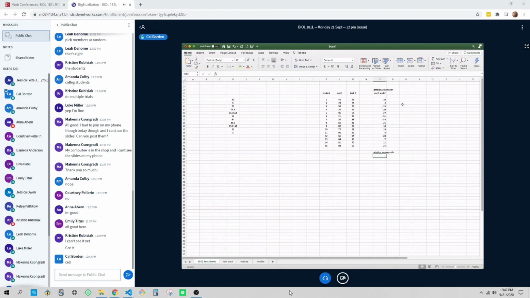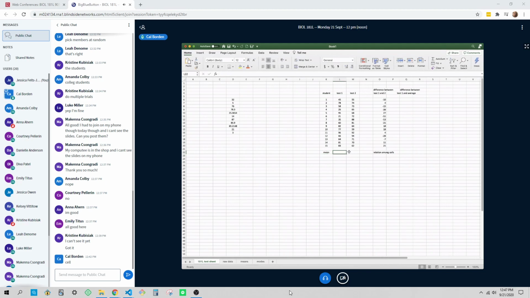I'm going to show you one more trick. I'm going to copy and paste this. I'm going to paste it there. Difference between test 1 and 2. All right, so now we're going to get into some good stuff. I want to know the average of the test, or the mean of the test. So I'll tell you what, let me use mean. So I'm going to put mean there.